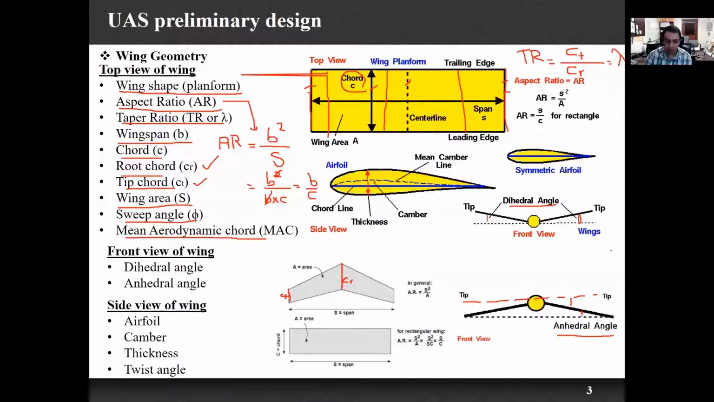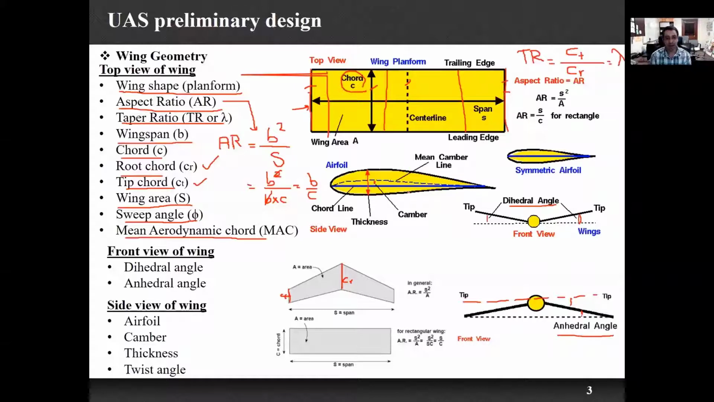The other view is the side view, which shows one of the most important parts of the geometry of our wing, which is the airfoil. The airfoil is the cross section of the wing. For example, if we look at this airplane from the side view, we will see a structure like this, which is called the airfoil. In one lecture, I'm going to discuss more details about airfoils and airfoil design as well.